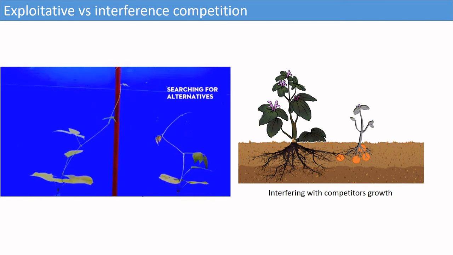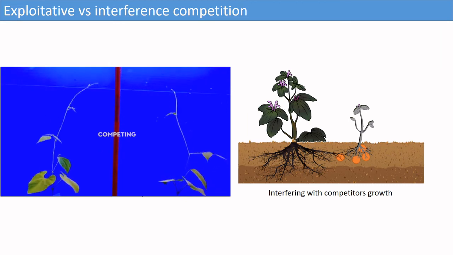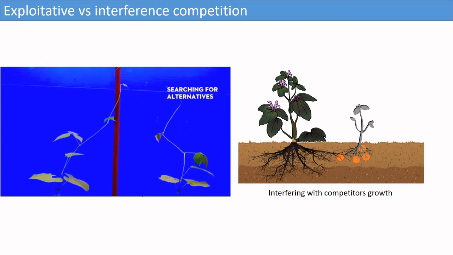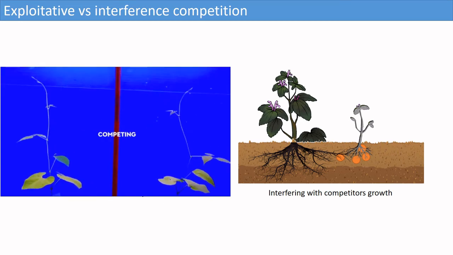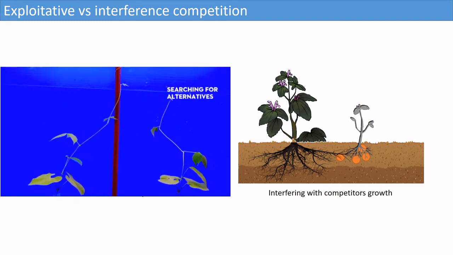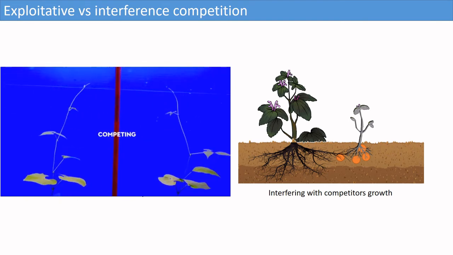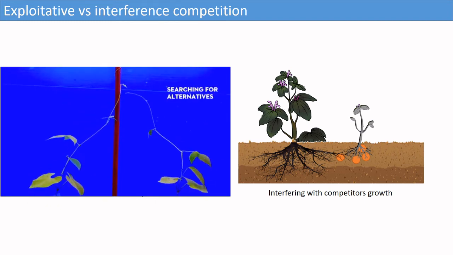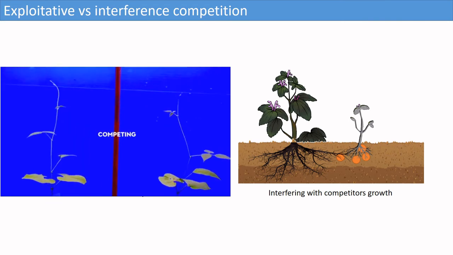But the moment the one on the left hooks onto the support, I don't know the exact mechanism, but the one on the right senses that and kind of goes, well, if I try to hook on the same support, then I will be in direct competition for growth and maybe even for space and for sunlight with this one. So I'm just going to go and look somewhere else. This is a typical example of interference competition, as we can see it in animals, where one of the plants is kind of defending its territory and the other one is just going to look for its resources elsewhere.